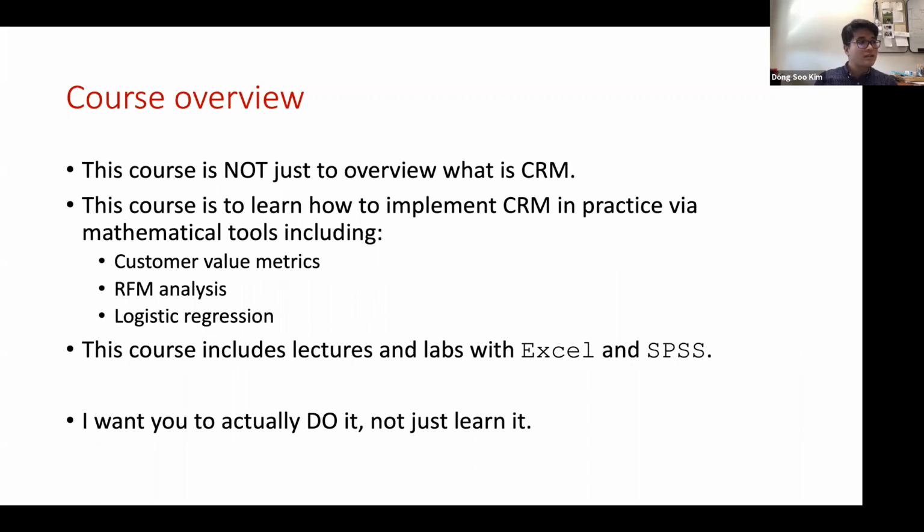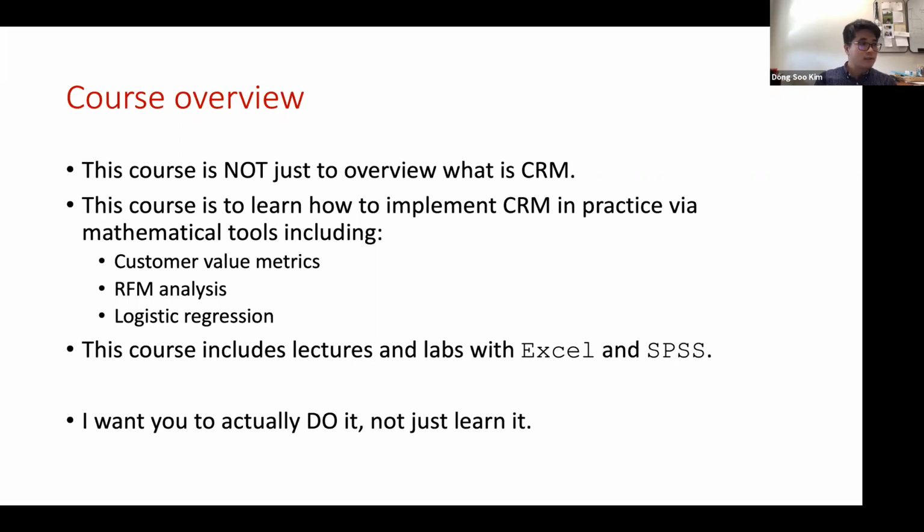This course is not just to overview what CRM is. You will learn how to implement CRM in practice through these mathematical tools: customer value matrix, RFM (recency, frequency, and monetary value) analysis, and logistic regression.